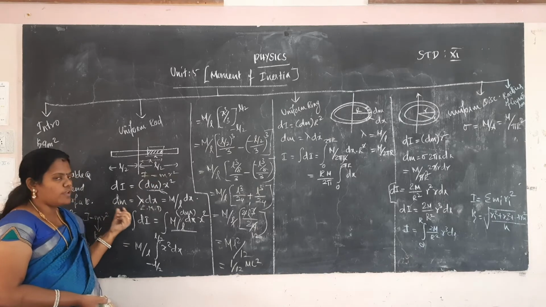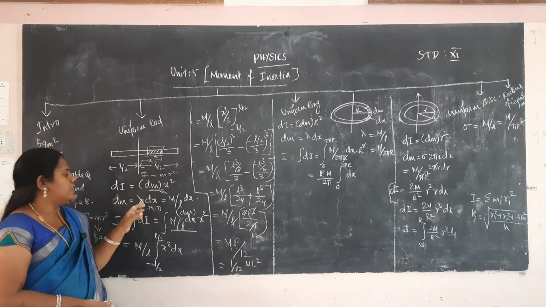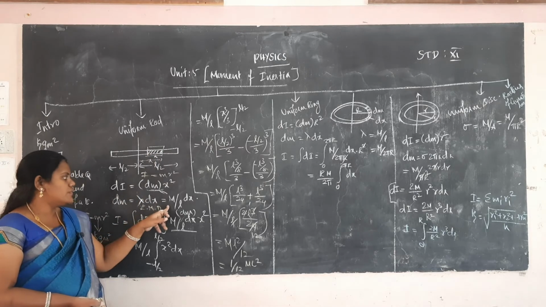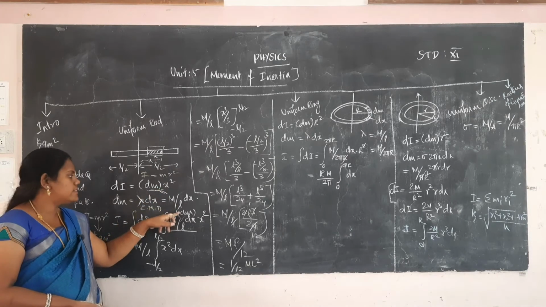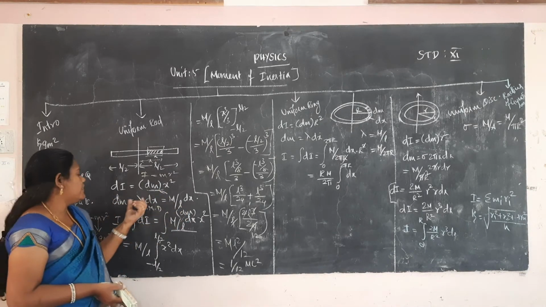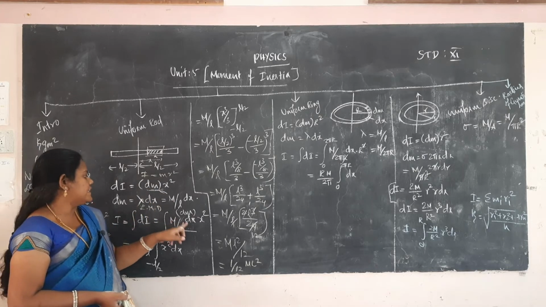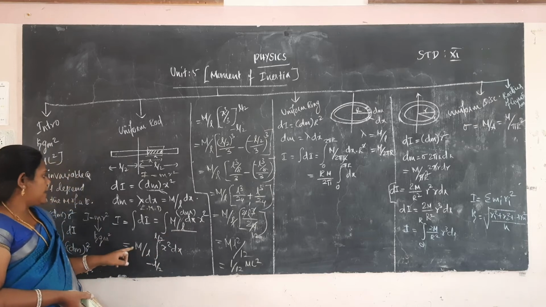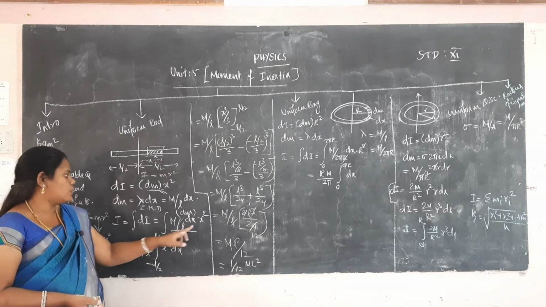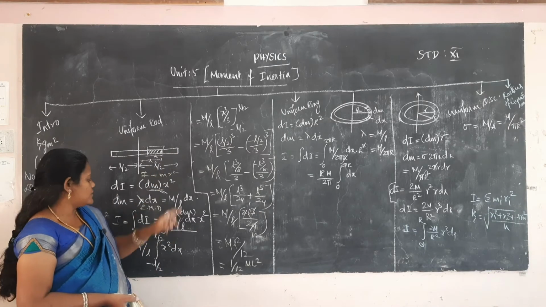So we want to calculate dm. dm is the mass of a small element, using the linear mass density lambda, so lambda into dx, where lambda is the mass per unit length. So m by L into dx. Then substitute the dm value and x square value. So I is equal to the integral of dI, which is m by L into dx into x square. M by L we take outside, from minus L by 2 to plus L by 2 of x square dx.